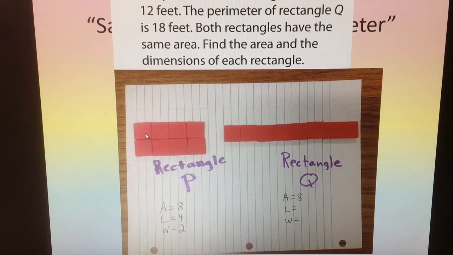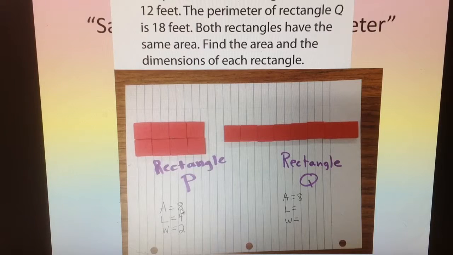There's perimeter P, or rectangle P, I'm sorry. Perimeter is 12. There's rectangle Q, perimeter is 18. Remember that the more it's shaped like a square, the smaller the perimeter is. The longer, skinnier the rectangle is, the bigger the perimeter is. So I also wrote down the answers to these questions.